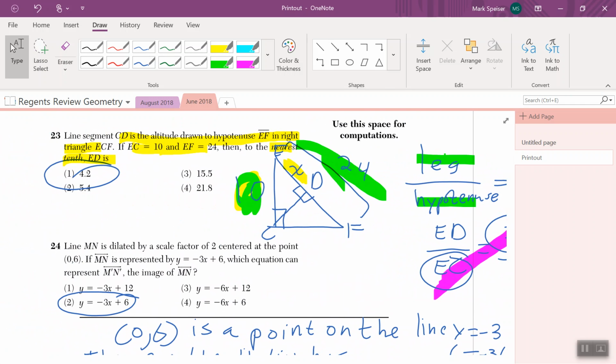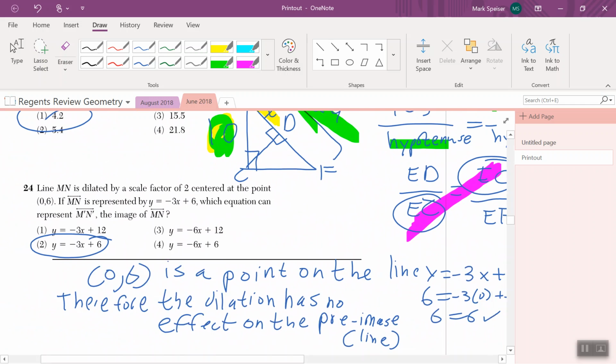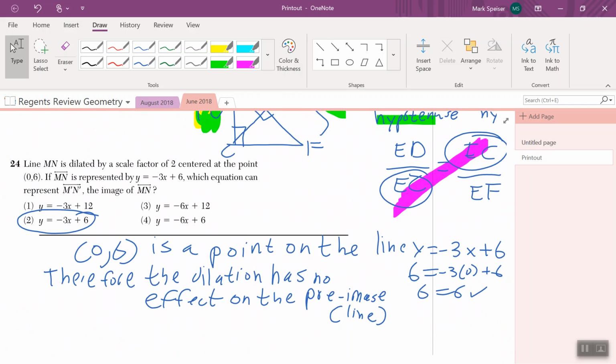The final question of the multiple choice on the June 2018 Regents is as follows. Line MN is dilated by a scale factor of 2, centered at the point (0,6). MN is represented by the equation y equals negative 3x plus 6. Which equation can represent M prime N prime, which is the image of MN? Well, it's interesting. We're dilating a line which happens to have the center on the line.